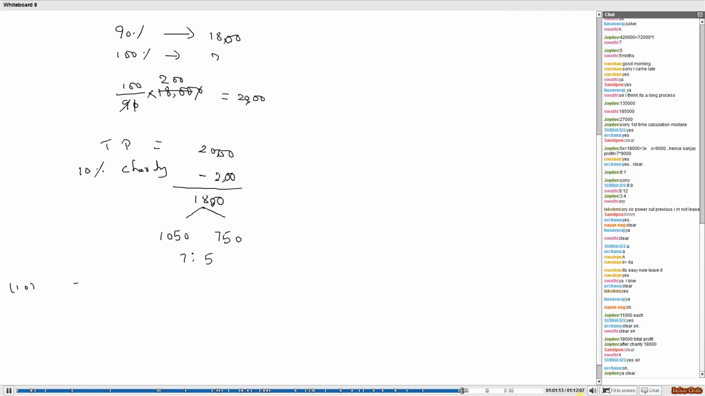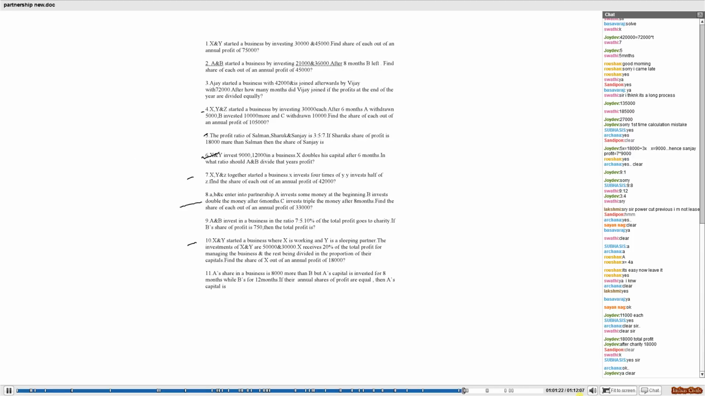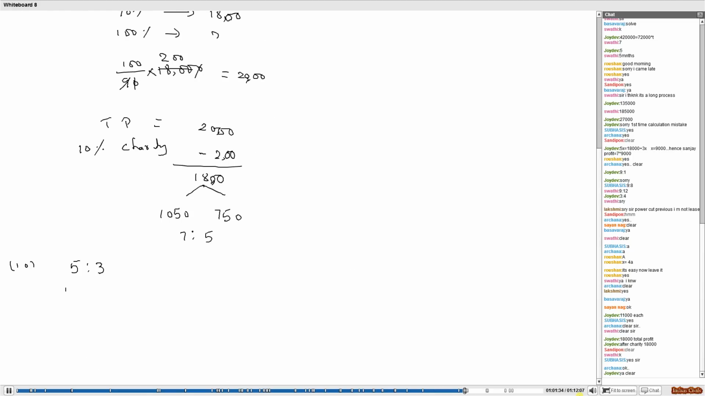So that is the 10th question, right? Their investment ratio is 5:3, 50,000 and 30,000. Y, who is running the business, will get 20% of the total profit for managing the business. The profit is 18,000.